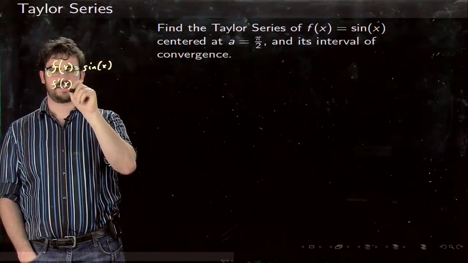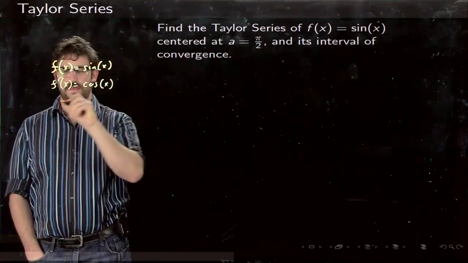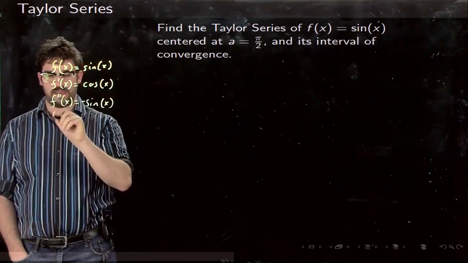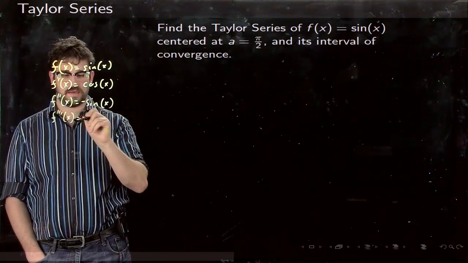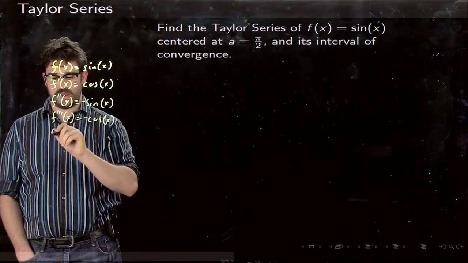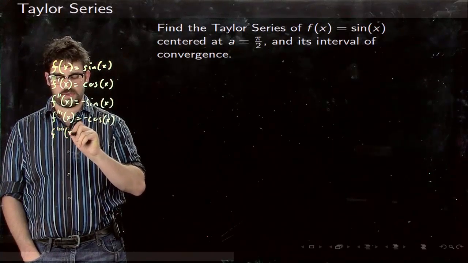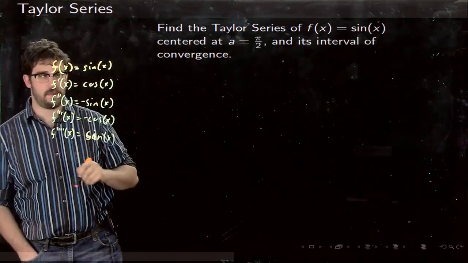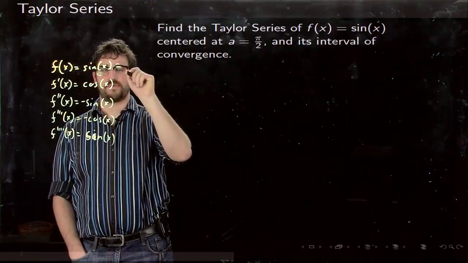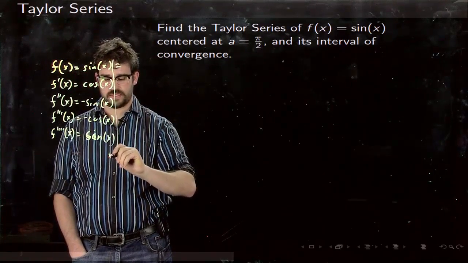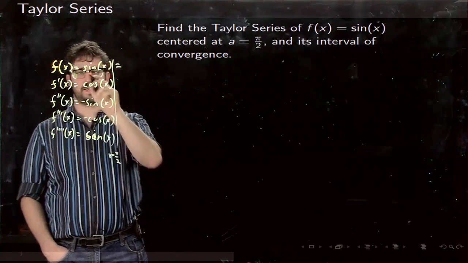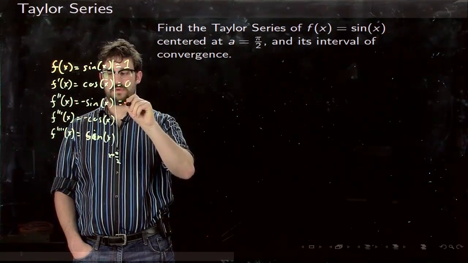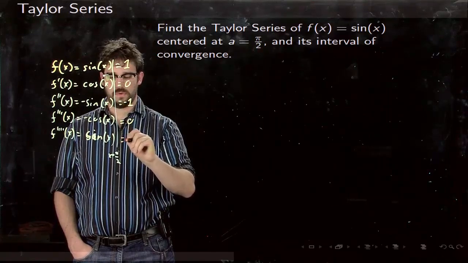f prime of x would just be cosine of x. And then f double prime of x would be negative sine of x. And then f triple prime of x would be negative cosine of x. Then the fourth derivative of x will just be sine of x again. And therefore, we should have a pattern. So when we evaluate at x equals pi over 2, we're going to get sine of pi over 2 is 1, 0, negative 1, 0, 1.